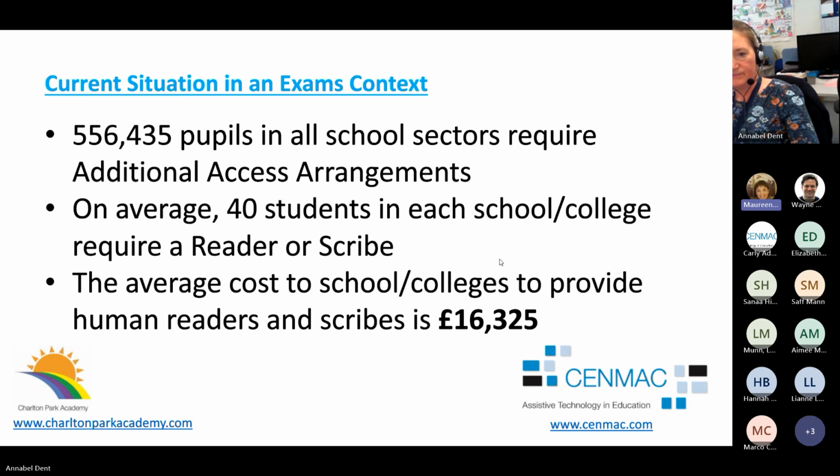So there's a huge number there: 556,000 plus pupils in school sectors require some sort of additional access arrangement. And on average, 40 students in each school require a reader or a scribe. Now, if we look at a rough average cost, and these figures are a few years old, so actually they'll be much higher than this, we're looking at something like £16,000 every year that is just put aside for paying for human readers and scribes.